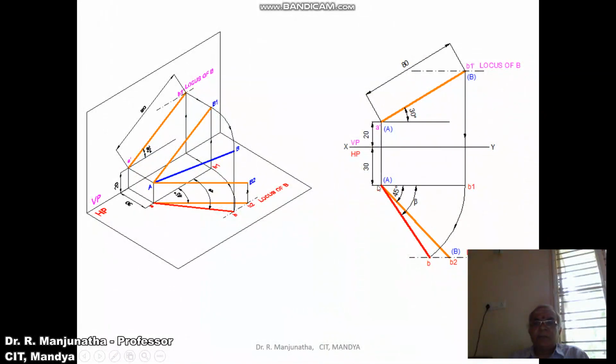That means it is 30 mm in front of VP. Now once you get this point, AB1 is the line which is parallel to VP, so you are getting the true length here. Then with A as center, take the radius of AB1 and draw an arc such that it cuts the locus of B in the top view. So you mark this point as B, then join A to B with a dark line. This will be the top view.